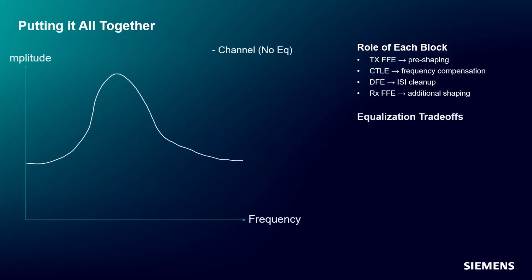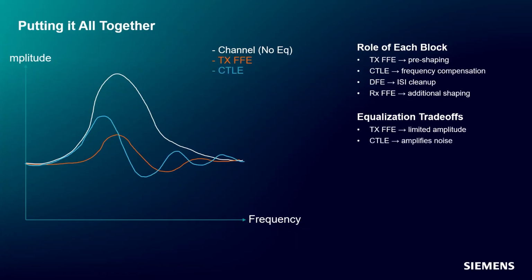Each stage addresses a different aspect of channel distortion. When used together, they can significantly reduce ISI and restore the signal to a usable form. In fact, combining multiple equalization methods allows the system to recover signals even in channels with very high loss. Each equalization technique has its own strengths and limitations. The transmitter FFE is good for shaping the signal early, but limited by output amplitude and power. CTLE is simple and efficient, but amplifies noise. DFE does not amplify noise, but can introduce error propagation.